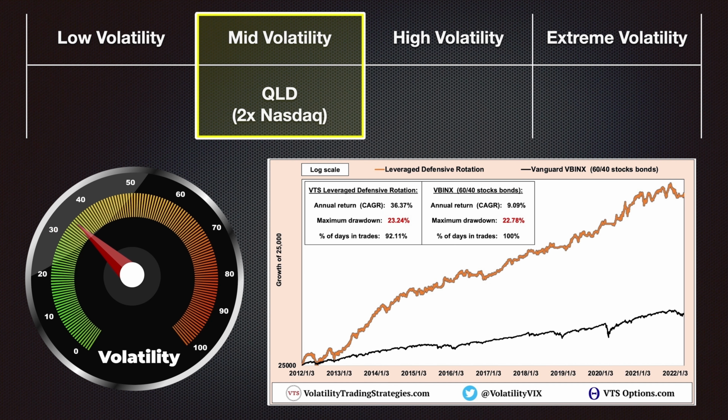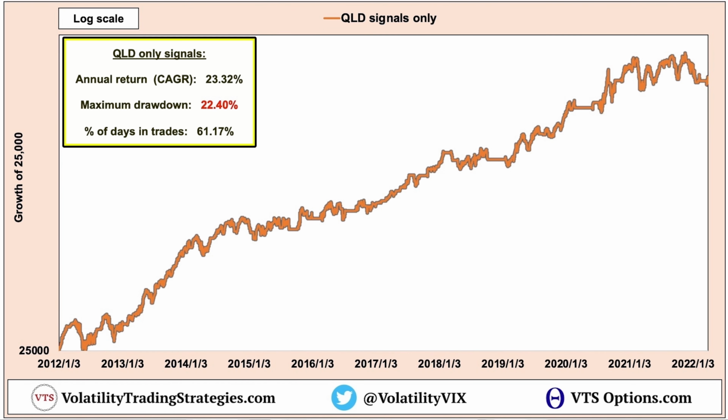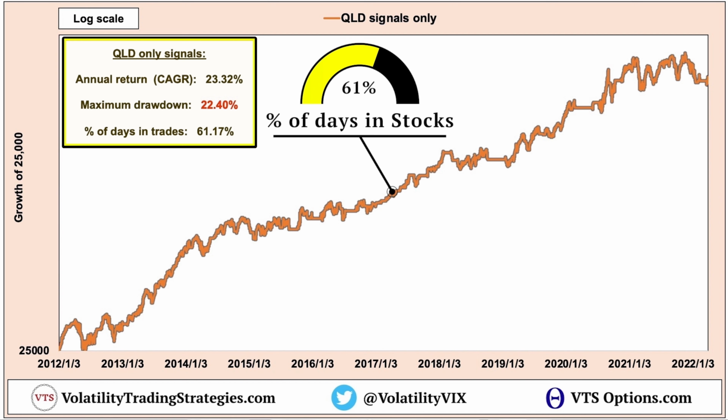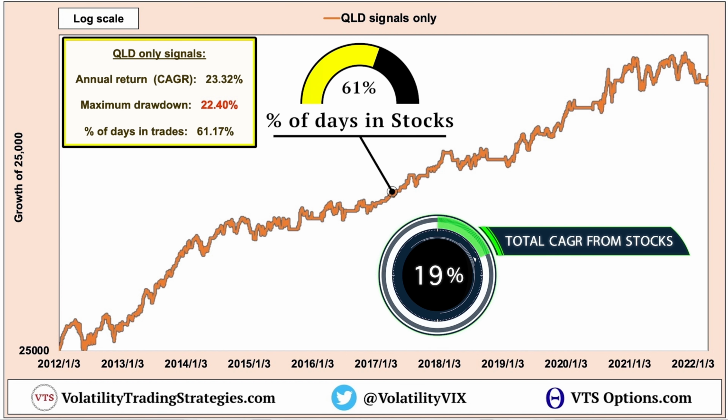So during mid-level volatility, we'll be holding the Nasdaq index. Now, this chart here is showing just the days when the strategy was holding the Nasdaq, and we can see that that happens on about 61% of trading days. And performance-wise, 23% of the total 35% annualized return of the overall strategy is just from the Nasdaq. So you could say the growth engine is that mid-volatility range period.